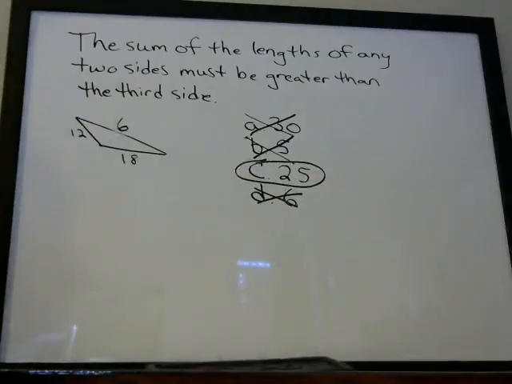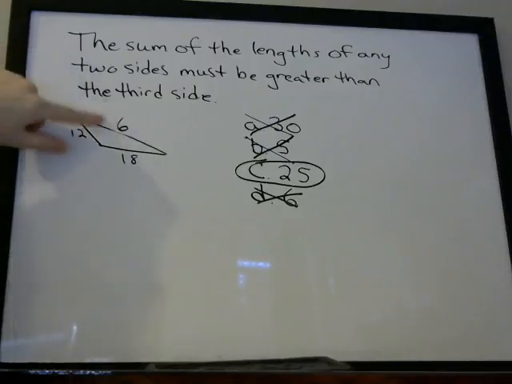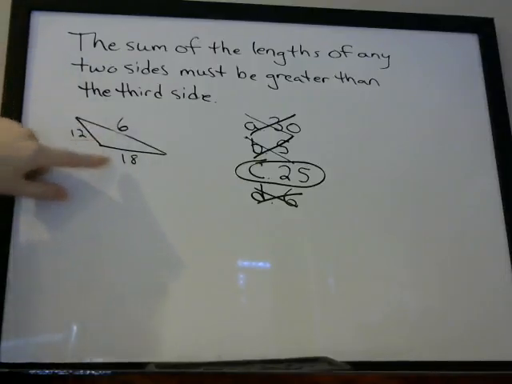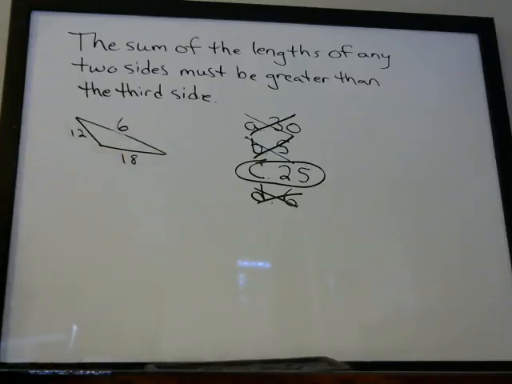So, remember perimeter, the distance around the triangle. Add the three sides up. Remember the words isosceles and equilateral. And then remember this theorem, that the sum of the lengths of any two sides, when you add up any two sides, has to be greater than the third side. But it has to hold true for any two sides, so you have to take all combinations of the two sides.